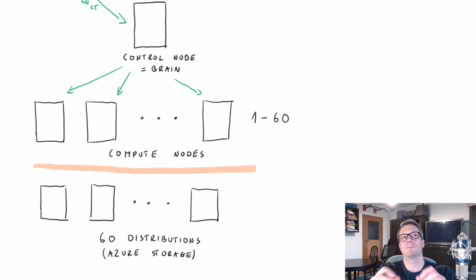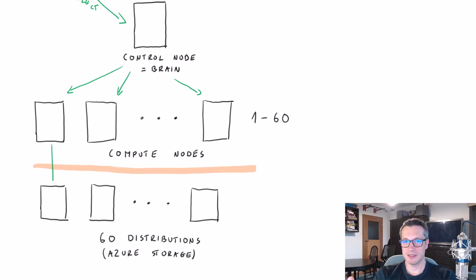And now, the important thing is that depending on the number of compute nodes, between 1 and 60, each of them will be associated with specific number of distributions. So if we have a single compute node, well, it would have to work with those 60 distributions. And you can think of those distributions like if you had 60 separate databases.